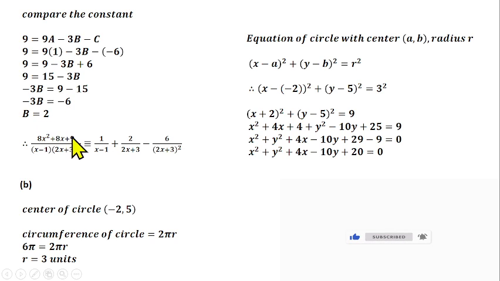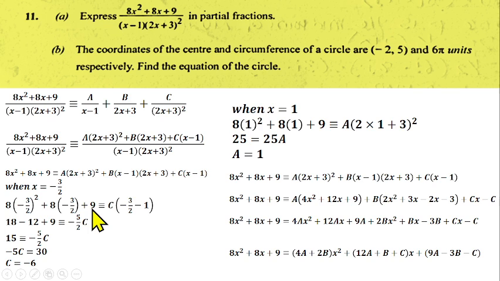So therefore, when you resolve this fraction into partial fractions, you have 1 over x minus 1 plus 2 over 2x plus 3 minus 6 over (2x plus 3) all squared. So that's the solution for question number 11a. Question number 11b said that, let's go back.